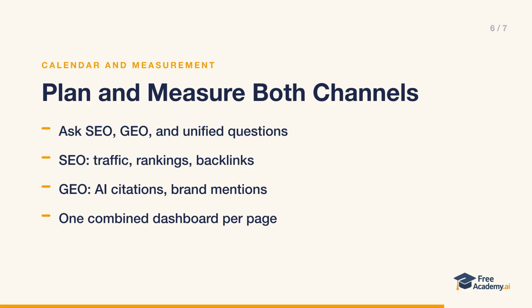Measurement works the same way. Track traditional SEO metrics like organic traffic, keyword rankings, backlinks, and page authority, alongside emerging GEO metrics like AI citation tracking where possible, brand mentions in AI responses, referral traffic from AI platforms, and citation accuracy. Ideally, combine them in one dashboard, so for each page you can see its search rank, monthly traffic, how many AI citations you've found, and whether those citations are accurate.